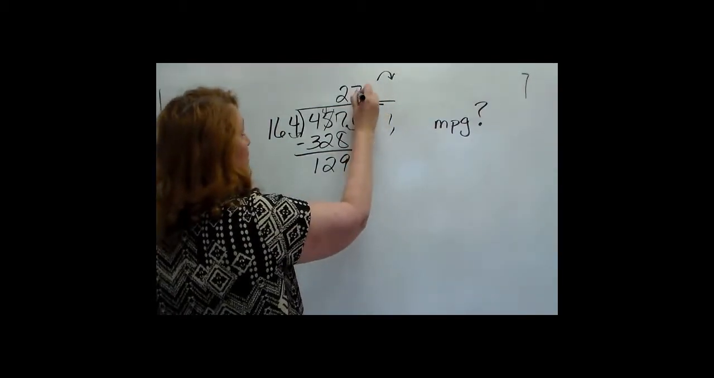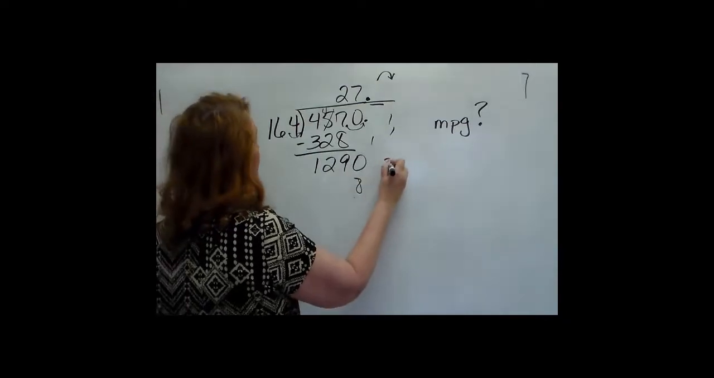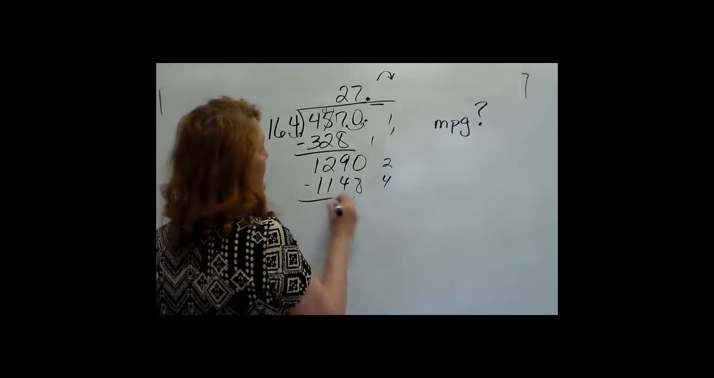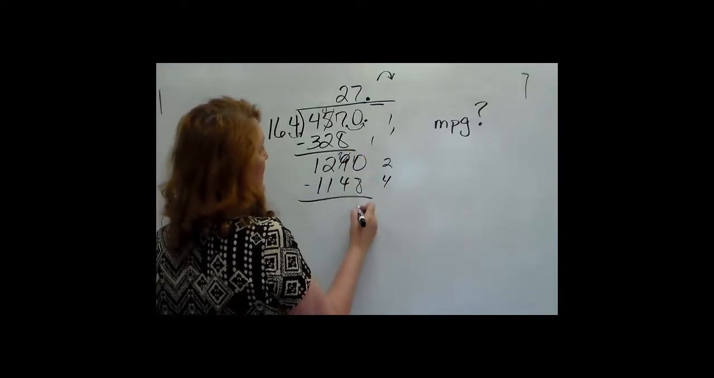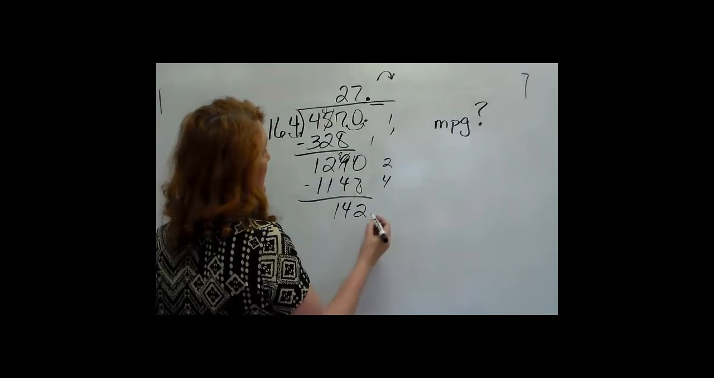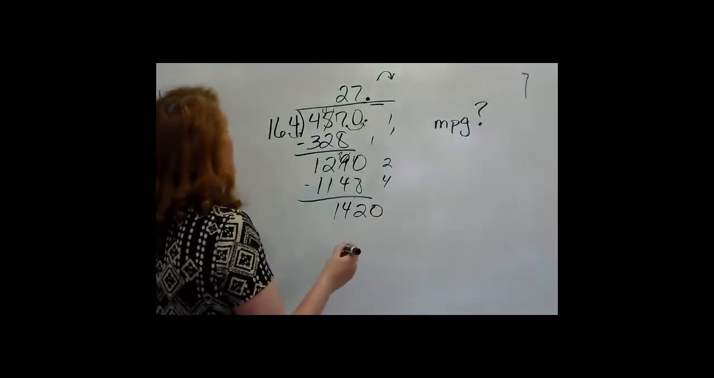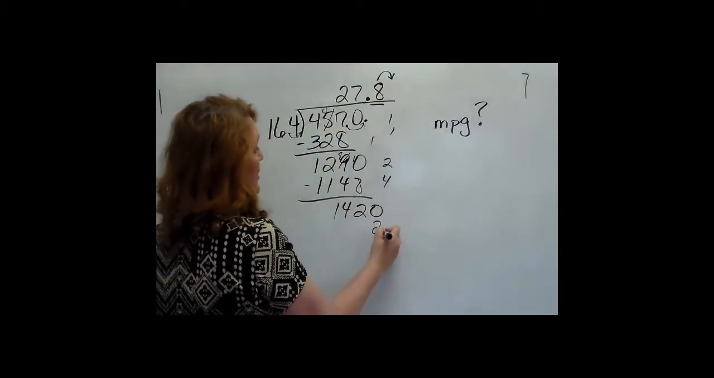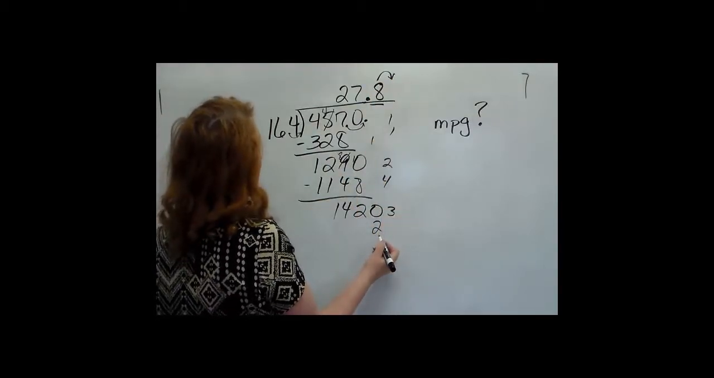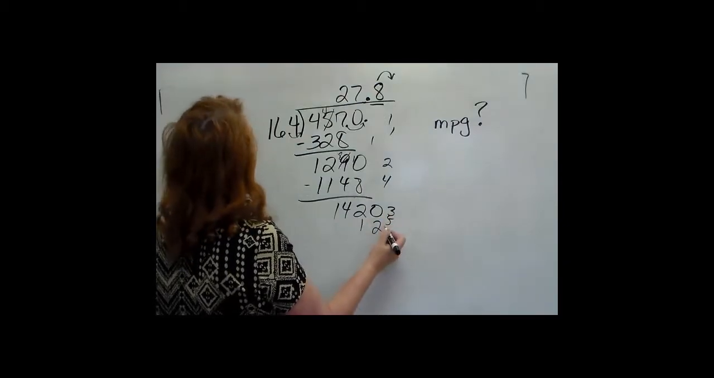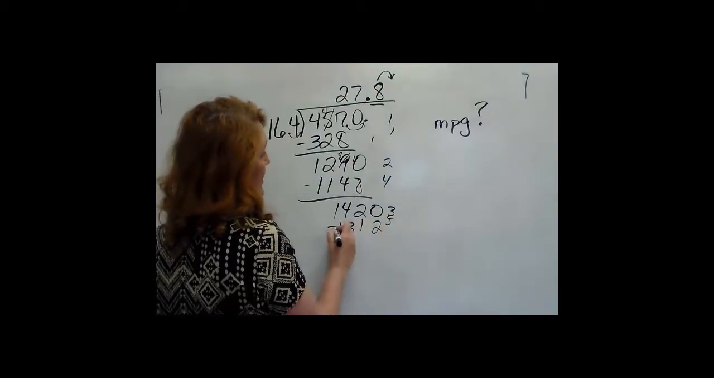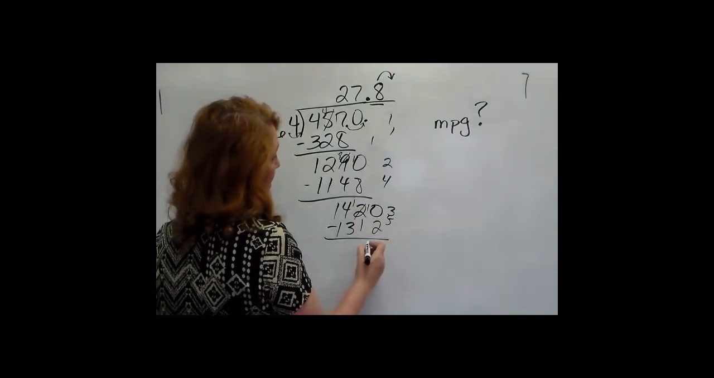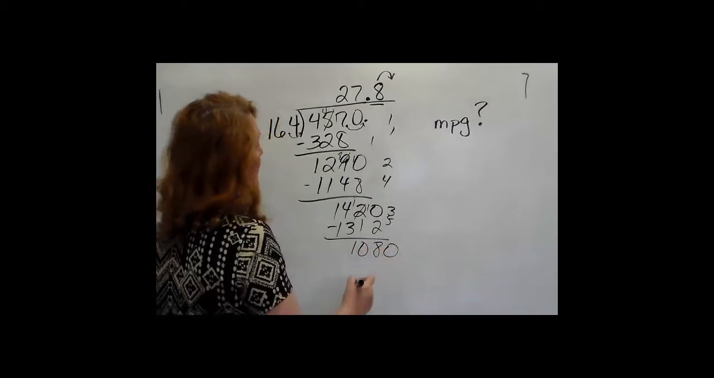Let's guess 7 times. 7 times 4 is 28. 7 times 6 is 42, 44. Subtract. I'm going to bring down my 0. We're going to guess 8 times here. 8 times 4 is 32. 8 times 6, 48, 51. Subtract.